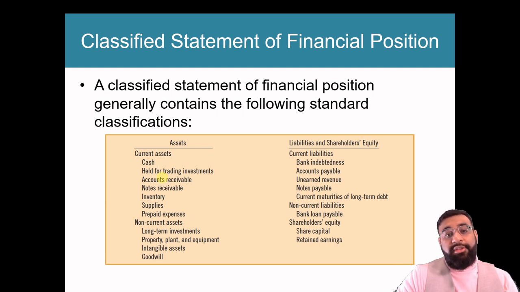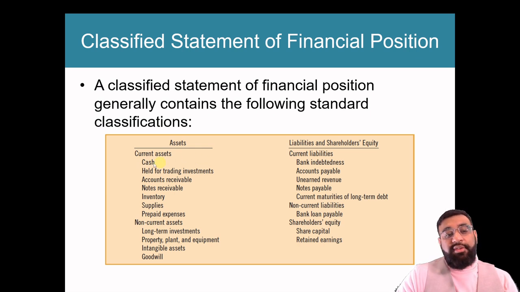Now we're going to take these three accounts and split them up into more categories. So assets could be split up into 5 categories. We have current assets, then long-term investments, property, plant, and equipment, intangible assets, and goodwill. So essentially, current assets are those assets that are due within 1 year.